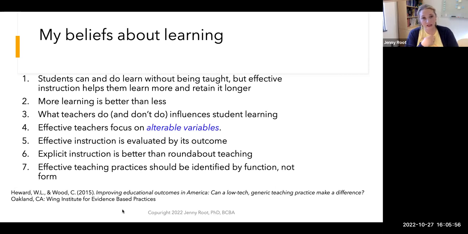I think that the most effective teachers focus on alterable variables, meaning what are the things I can do something about? I cannot do anything about whether somebody wears their glasses or their hearing aids. Can't do anything about whether they take their medication. The fact that an individual has dyslexia, like that is what it is. But I'm going to think about what are the alterable variables? What are the things that I can change about my instruction or the instructional environment in order to increase learning?